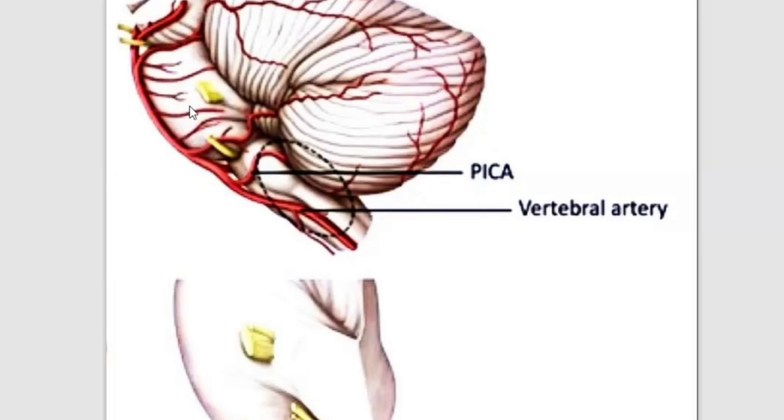Basilar artery is present in front of the pons. This PICA is a branch of the vertebral artery, supplying the inferior surface of the cerebellum. So the contents are the vertebral artery, PICA, and the nerves.